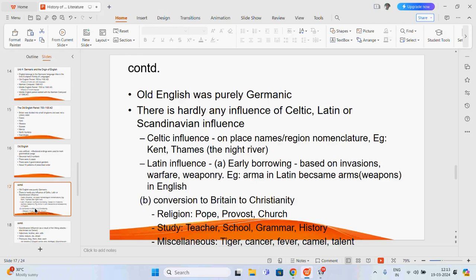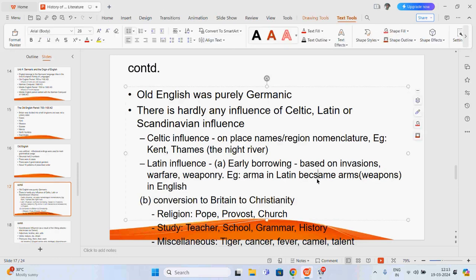The Latin influence can be seen in two parts. One, the early borrowings based on the various invasions. So words dealing with warfare, words dealing with weaponry are borrowed from Latin. Arma in Latin, for example, is used as arms, meaning weapons, not arms as body part. I was making a correction, sorry for the pause.